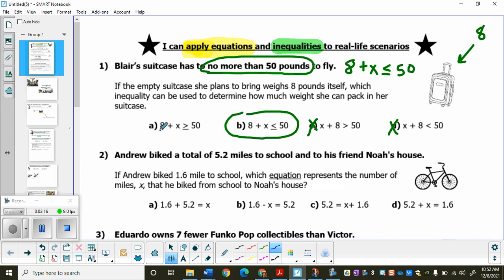So for the next one, Andrew biked a total of 5.2 miles. Automatically, that lets us know we're dealing with an equation. So if Andrew biked a total of 5.2 miles, he went to school and then he went to his friend Noah's house. So if Andrew biked 1.6 miles to go to school, which of these equations can be used to figure out how far he went to get to Noah's house?